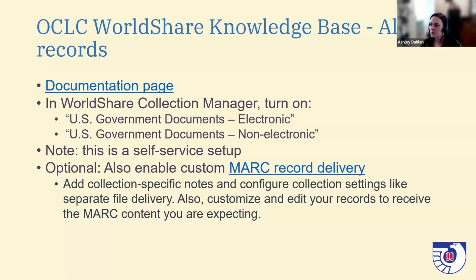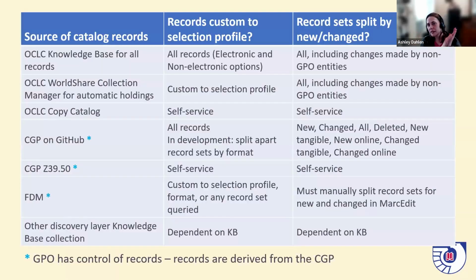All right, so a good chunk of what I just talked about, the key stuff, is outlined here. Down the left side, we have the source of the GPO catalog record. And then we have the 2 main hiccups that people have to get over when they're talking about their workflows or about the source of the records.